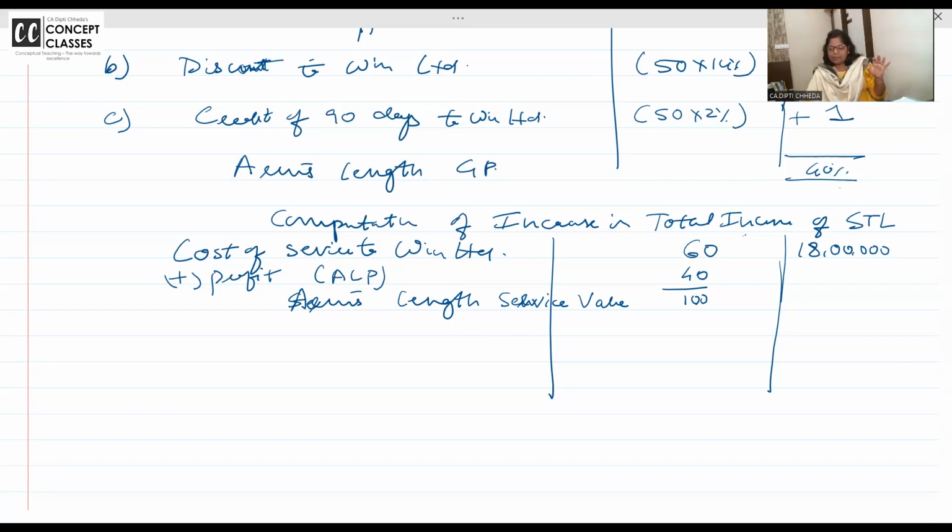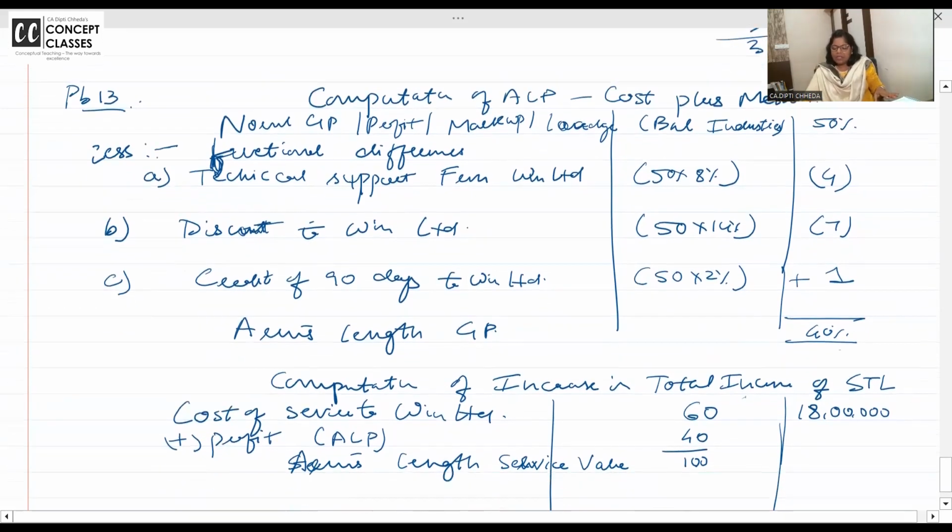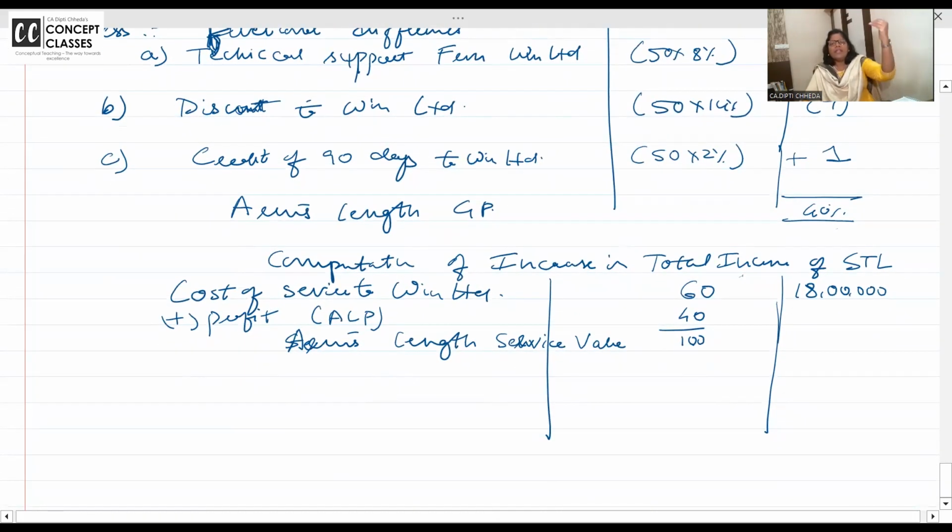40% is the ideal GP which I should have charged. Ma'am, but from बाल तो you have charged 50. बाल और विन में फर्क है. बाल को 50 प्रॉफिट चार्ज किया है क्योंकि बाल को कोई डिस्काउंट नहीं है, बाल को कोई सपोर्ट नहीं है, कुछ नहीं है. यहाँ भी there are 3 functional differences. So if I adjust from my Win Limited, I should have charged on 18 lakhs 40% margin on GP. Now can you do? In 100, 60 is the cost. In 18 lakhs, how much is the cost? So 18 lakhs into 100 by 60.